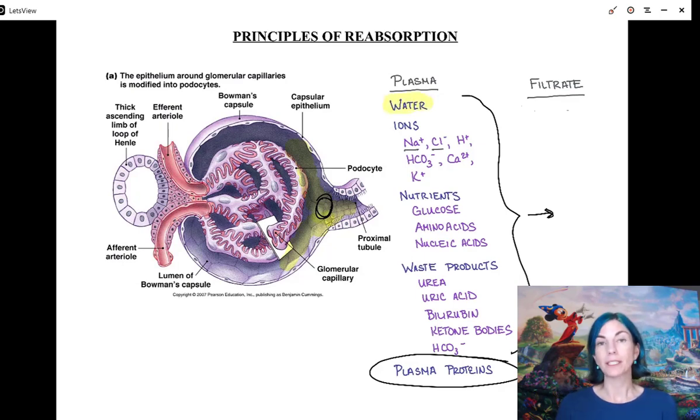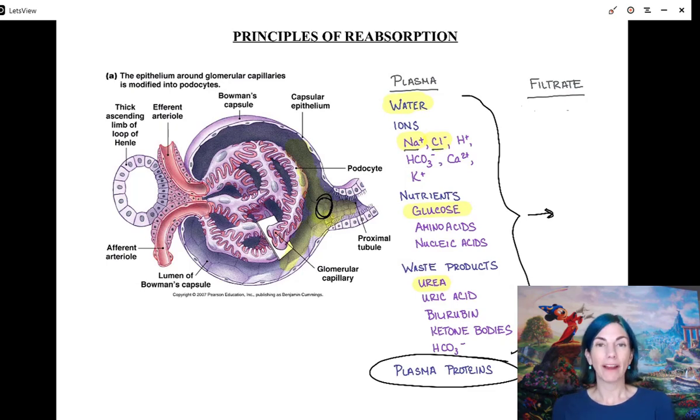So water, of course, is going to be a big one to reabsorb, so we'll look at that. We'll also look at the dominant ions in the extracellular fluid, which is sodium and chloride. We are going to look at glucose as a stand-in for nutrients in general. Indeed, what happens to glucose also happens to amino acids and nucleic acids. And then we'll look at urea as an example of reabsorption of waste products.